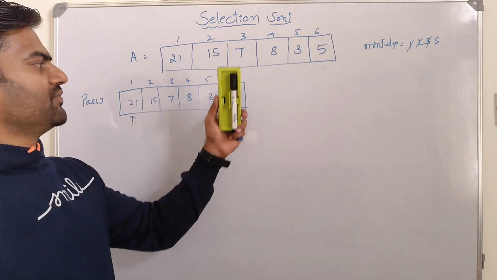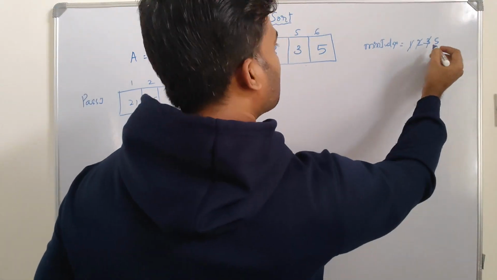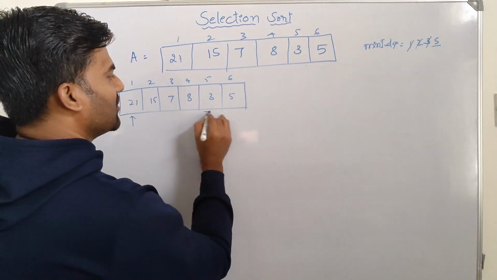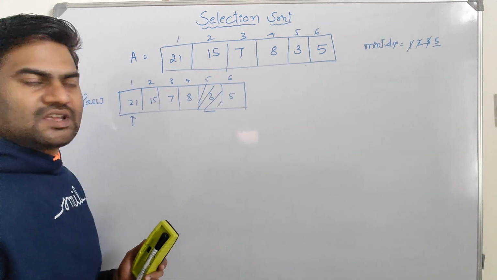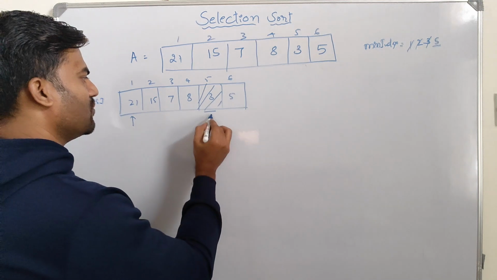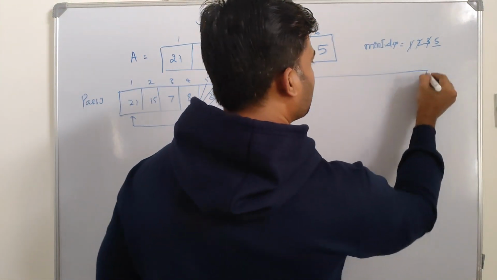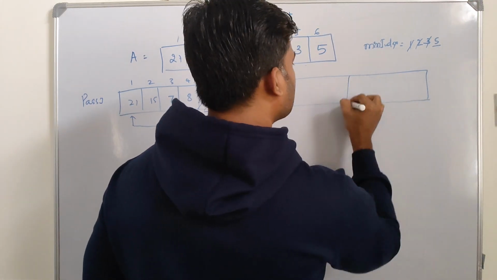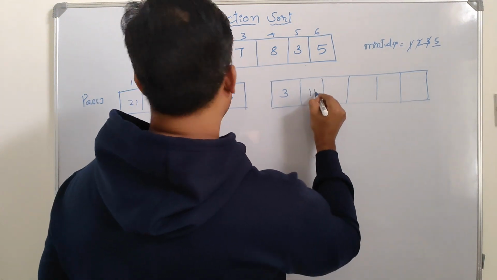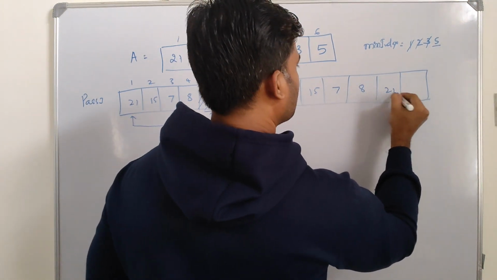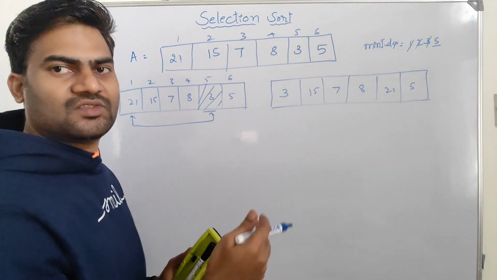And 5 is greater than 3. So I already get the minimum index now. So this is where my first minimum element lies. Now I will simply swap these two numbers. So at the end of the first pass, we will get something like this, which is 3, 15, 7, 8, 21 and 5. Now this is the output at the end of the first pass.